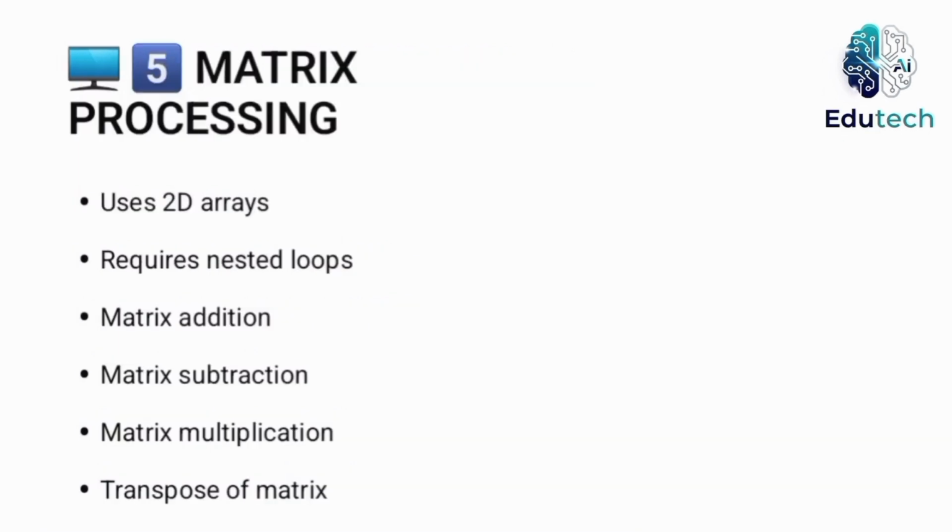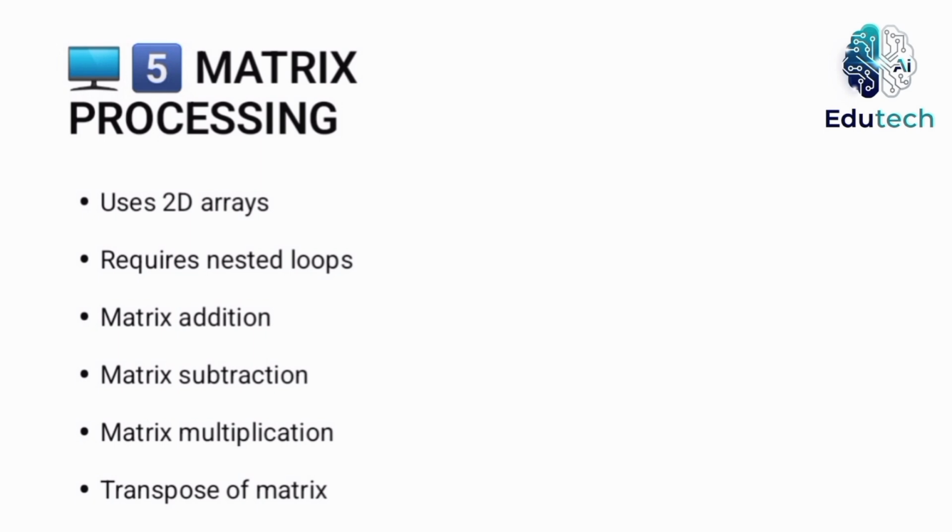Write a paragraph on programs for matrix processing. Matrix processing in C involves performing operations such as addition, subtraction, multiplication, and transpose on two-dimensional arrays. These operations are performed using nested loops because a matrix contains rows and columns. For example, matrix addition requires corresponding elements of two matrices to be added and stored in a result matrix.